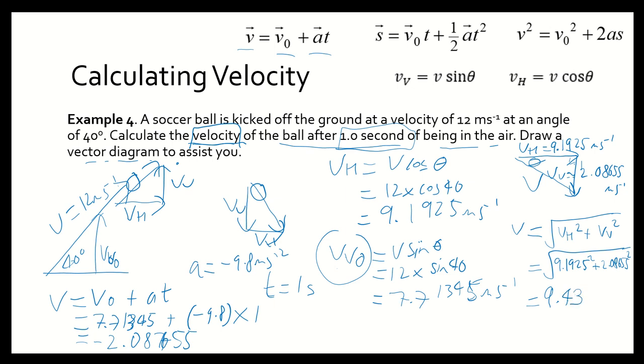Oh, we only want 2 significant figures. So with 2 significant figures, it's going to be 9.4 meters per second. And remember to find the angle.